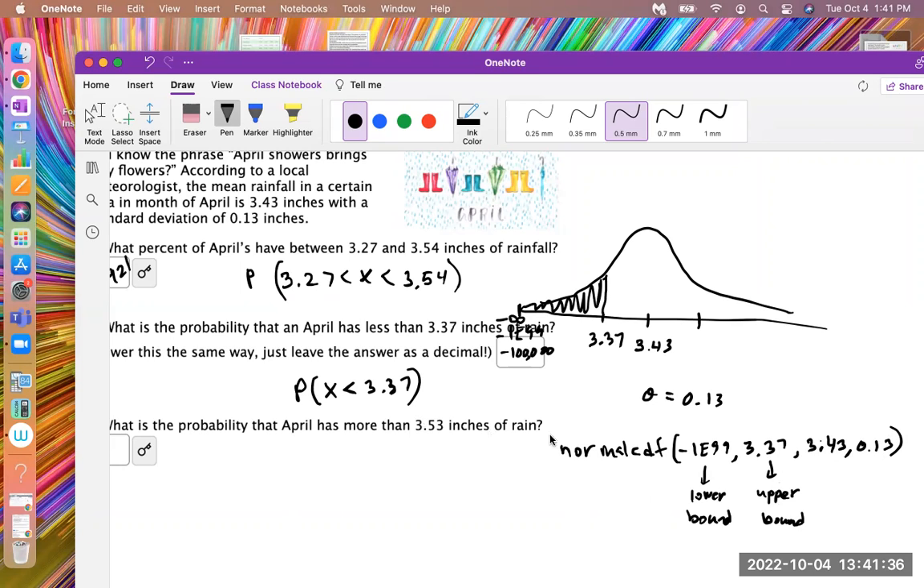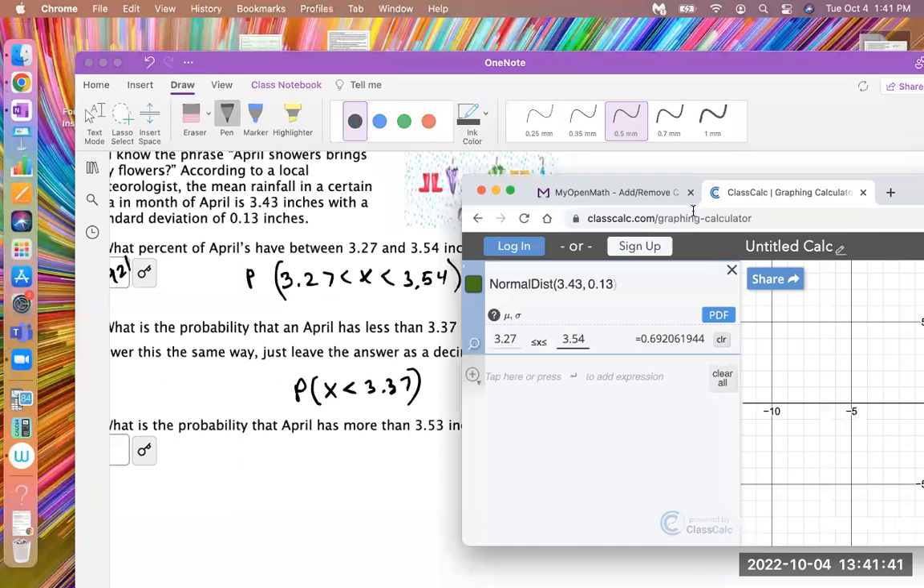I'd find this probability on my TI-84 calculator if I was using one. I'm going to use the class calc as well. So I'm going to clear this out, and just get back to CDF. And then how I see it, it's X. The alligator's mouth is facing away from the X, and it's facing toward the number 3.37. So I think 3.37 needs to be here. And so that is right. That's the way we want to put it.